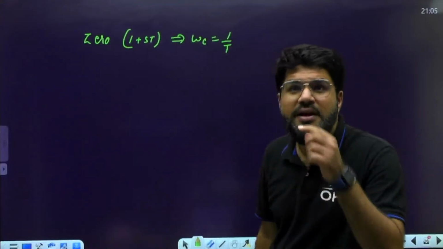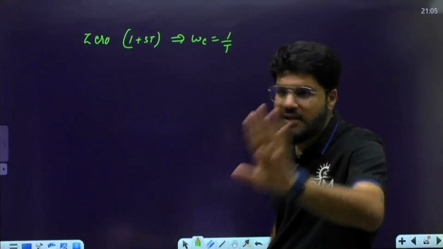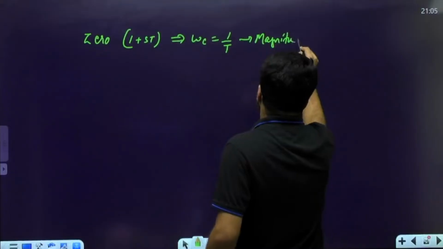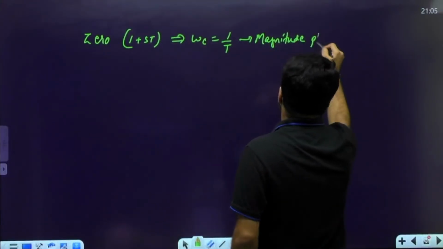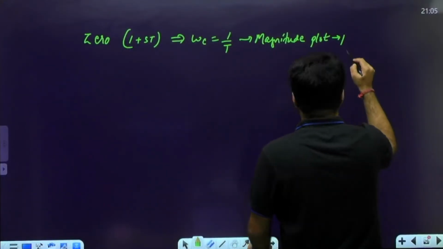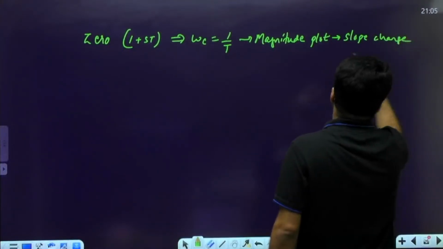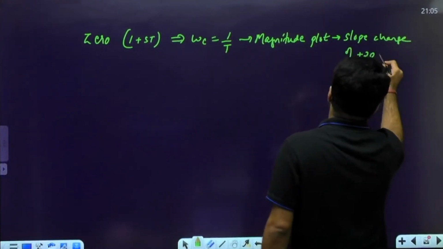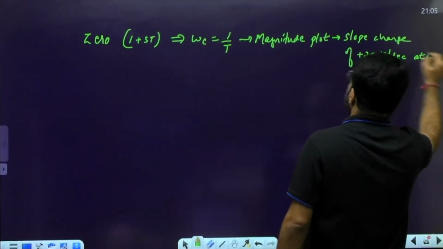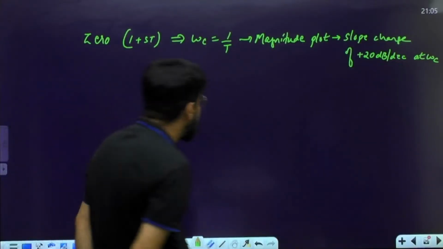What happens in the magnitude plot? In the magnitude plot, the slope changes by plus 20. There was a slope change of plus 20 decibel per decade at this corner frequency, at omega c. This is what we know. This is what we have been using in the previous question.